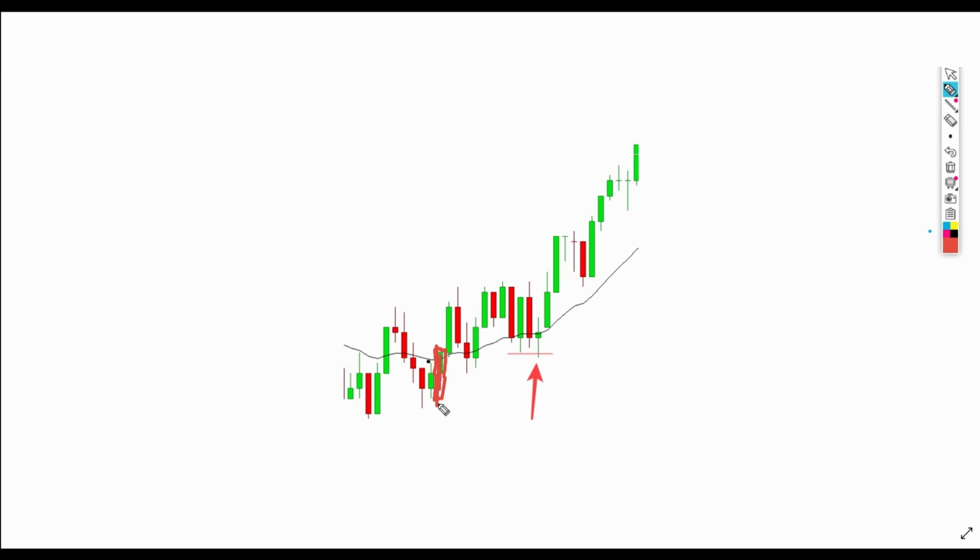So we have a pivot. It can't close below this low. So how do we want to get in? Okay, we get in as soon as this candle right here goes above this candle, and we get in. Now, let me show you guys another example.